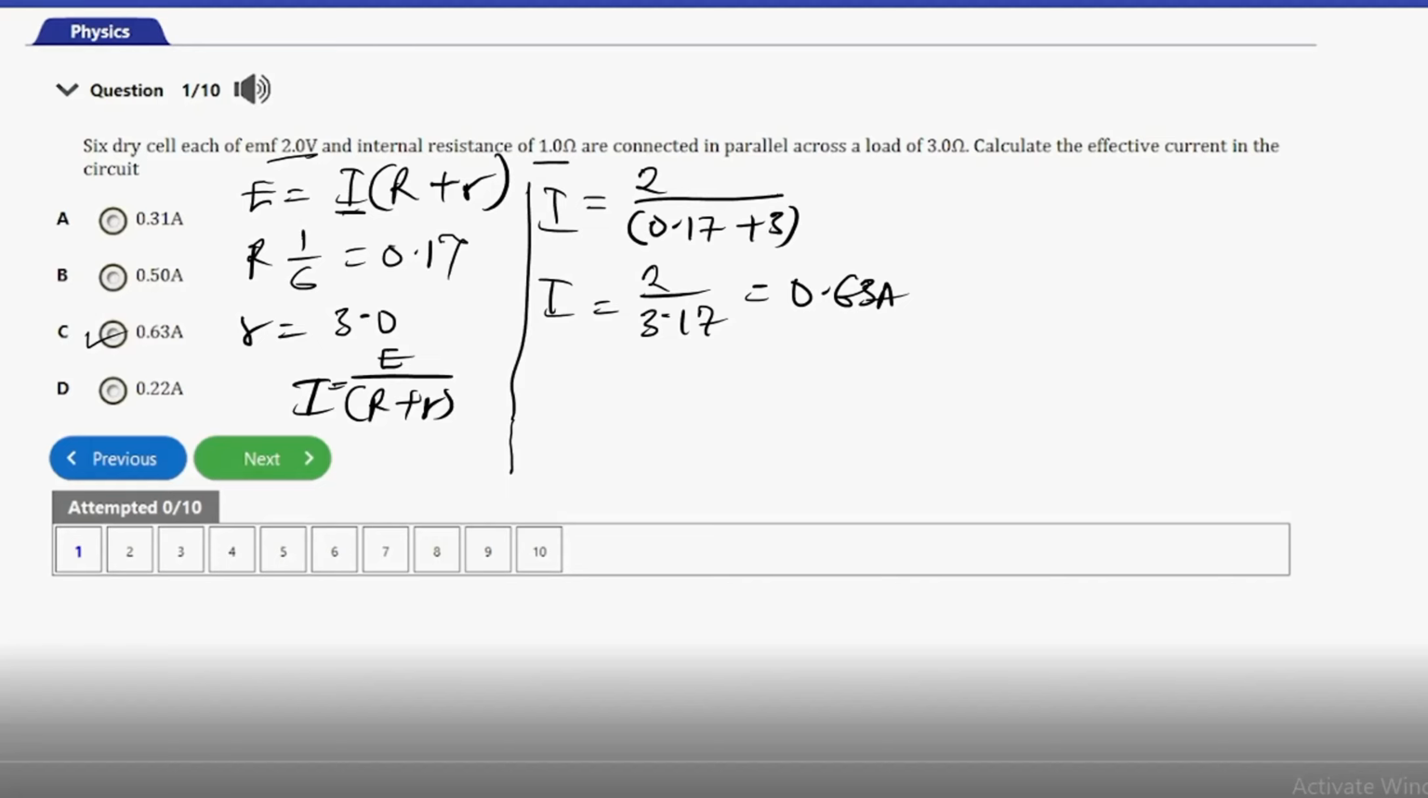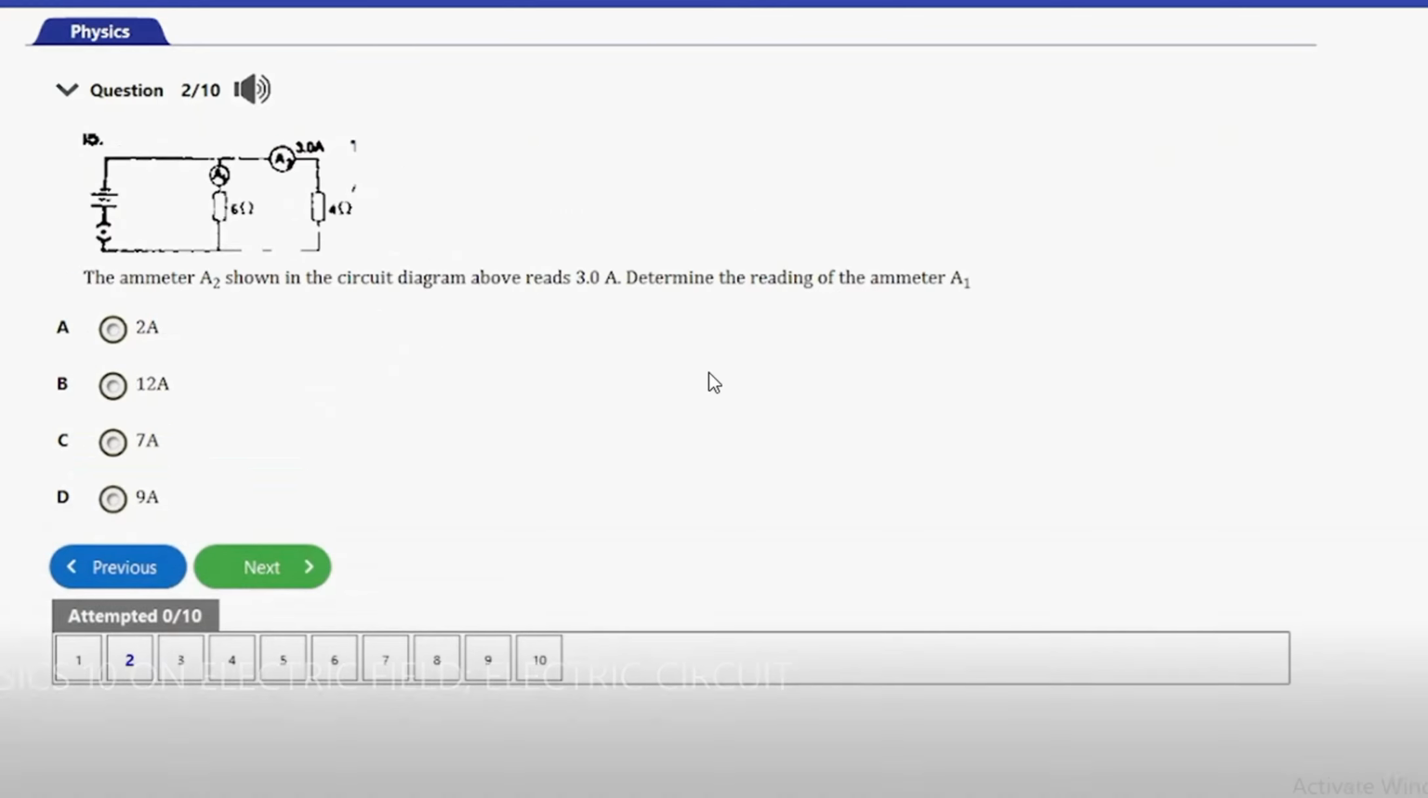Let's go ahead and consider the next question, guys. So that's question number 2 here. For question number 2, it says the ammeter A2 in the circuit diagram above reads 3.0 amps. Determine the reading of the ammeter A1.